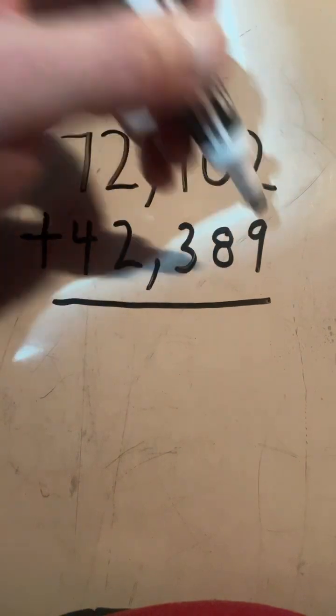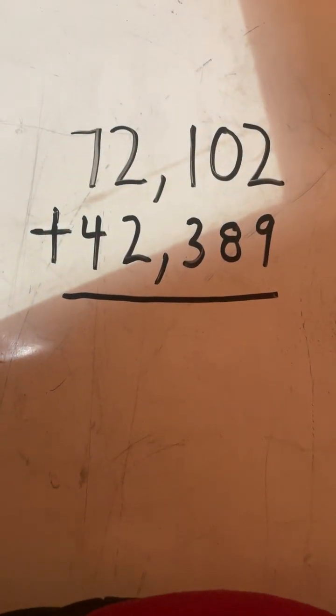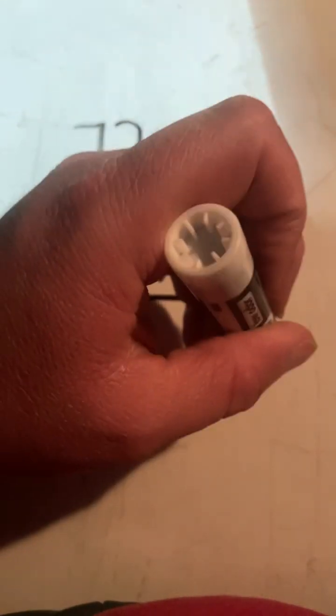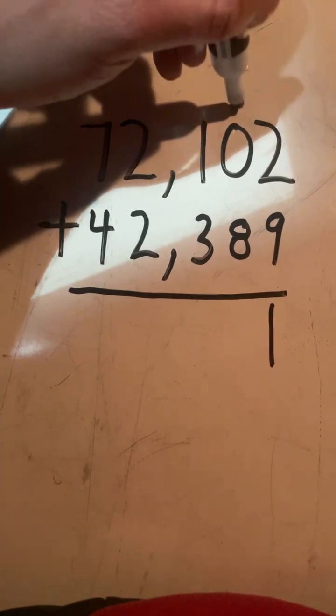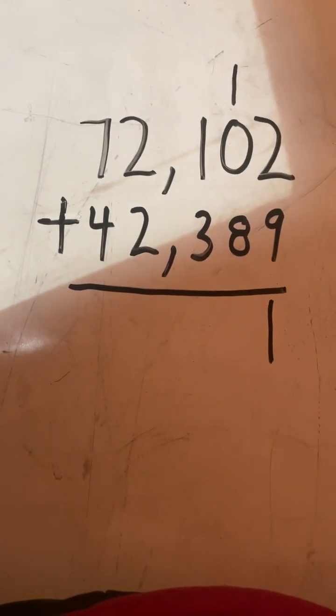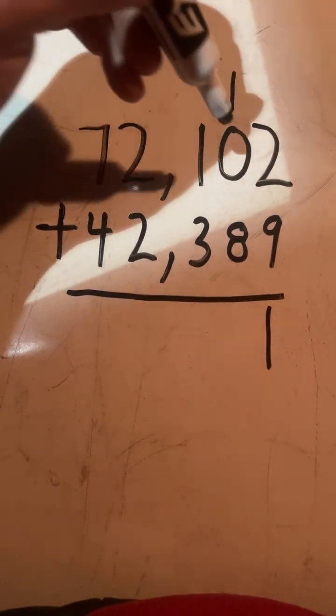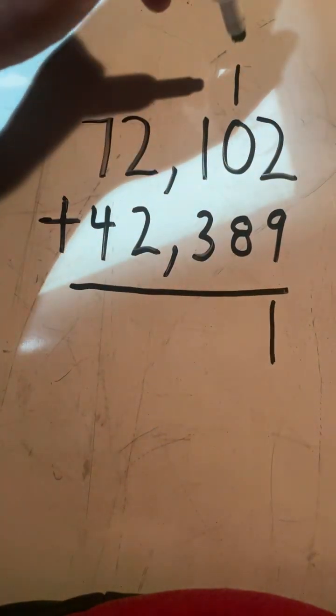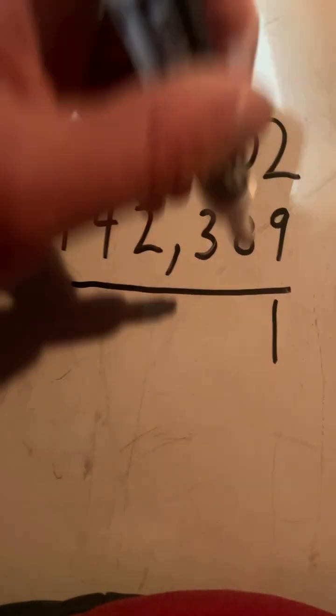2 plus 9 equals 11. Because our sum is more than 10, we regroup. The 1 in 11 goes in the ones place. The other 1 in 11 gets carried over to the tens place. 0 plus 8 equals 8. We have to add the 1 that we carried over to that. It becomes 9.